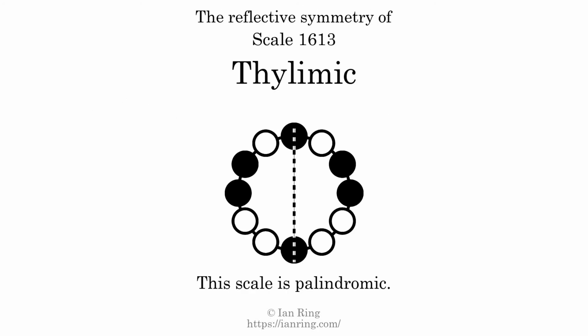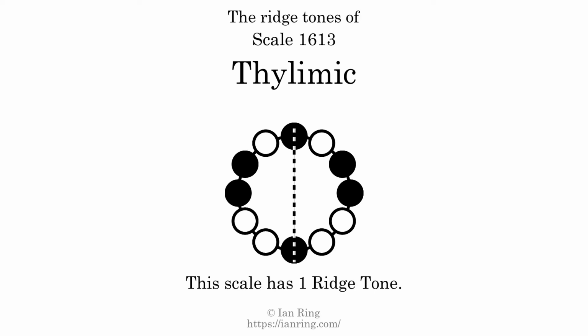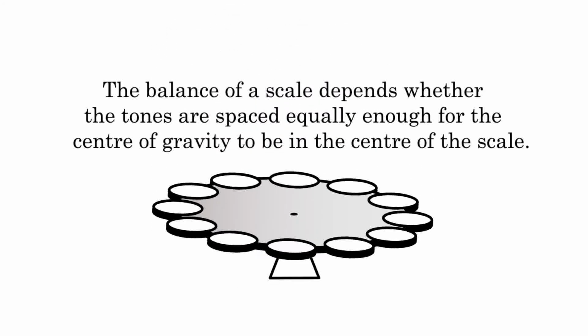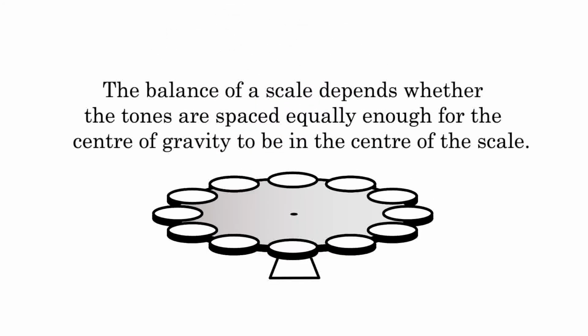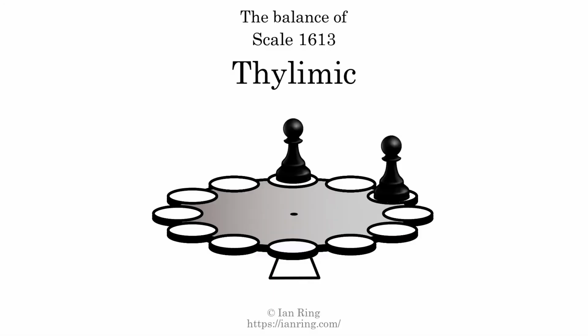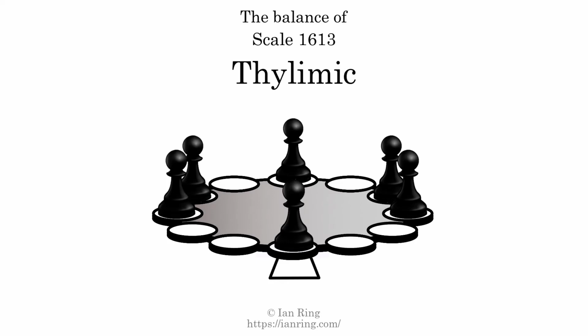This scale has reflective symmetry across an axis positioned at the root tone. This scale has the same pattern of intervals both ascending and descending, so we call it palindromic. This scale has one ridge tone. Here, the balance of a scale depends whether the tones are spaced equally enough for the center of gravity to be in the center of the scale. This scale is not balanced.